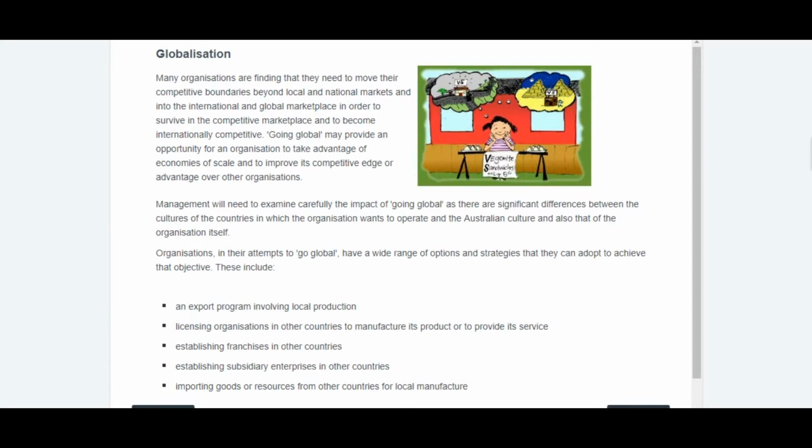Organizations in their attempt to go global have a wide range of options and strategies that they can adopt to achieve that objective. These can be an export program involving local production, licensing organizations in other countries to manufacture its product or to provide its services, establishing franchising in other countries, establishing subsidiary enterprises in other countries, or importing goods or resources from other countries for local manufacture.